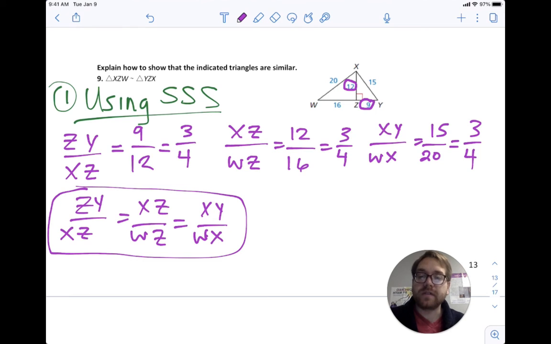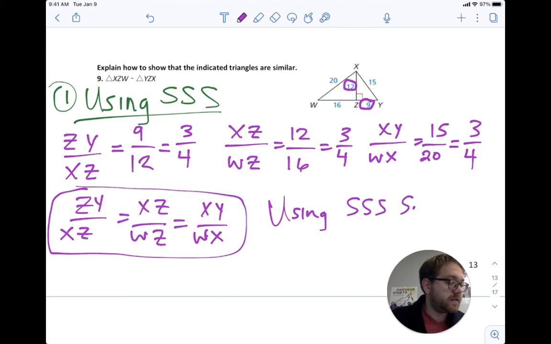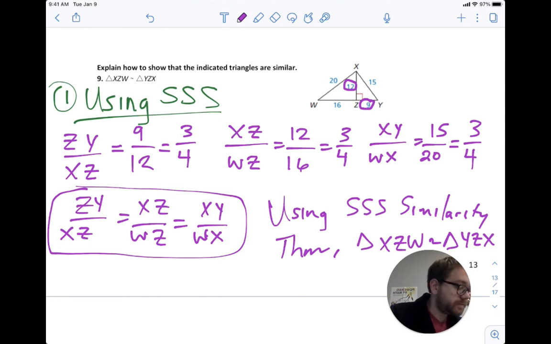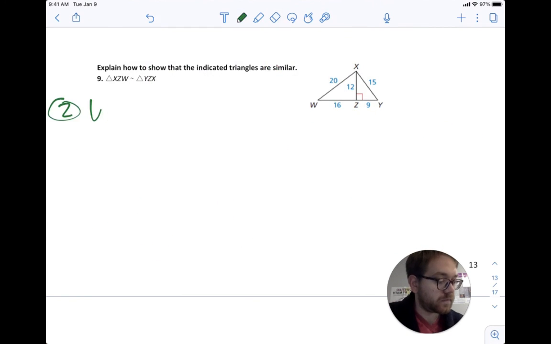And so this is how I could show that these two triangles are similar using the side-side-side similarity theorem. We can say that triangle XZW is similar to triangle YZX. Okay. That's our reasoning for that. And so that's how I would use that theorem in order to show these triangles are similar.